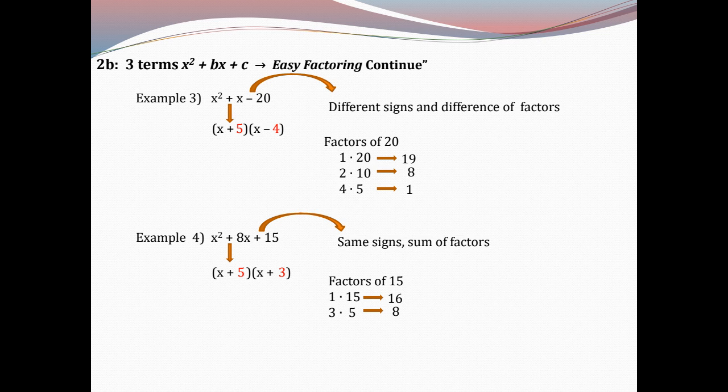5 minus 4 will give me the 1, right? So the first one is 5, that has a positive. The 4 is with the negative. And this is the factorization, x plus 5, x minus 4. All right, let's do this last example.